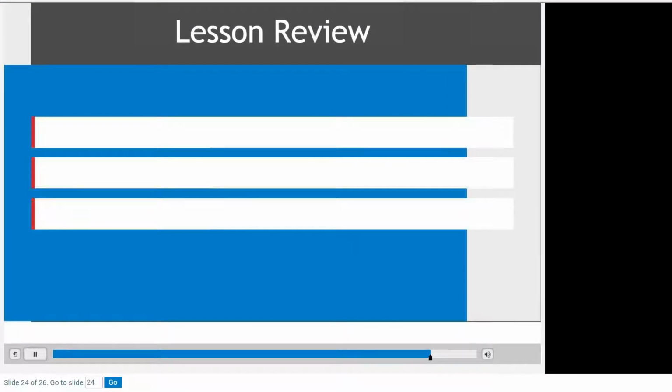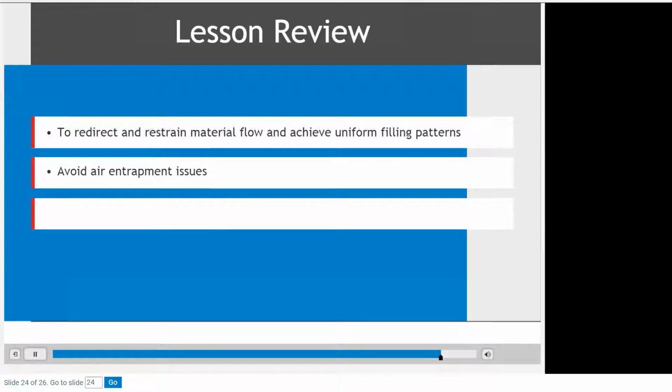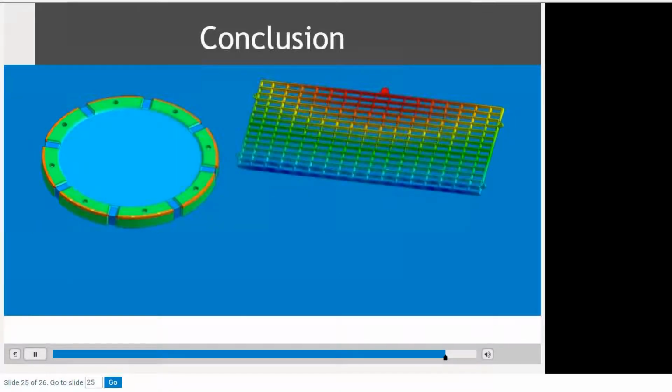This concludes Section 3, Lesson 3, Flow Restrictors. In this lesson, you learned that flow restrictors can be used to redirect material flow and achieve uniform filling patterns, can avoid air entrapment issues, and influence flow hesitation and racetrack effects. In conclusion, the examples in this lesson show that by adjusting wall thicknesses and adding flow restrictors to a part design, flow patterns can be adjusted to achieve desired fill patterns.